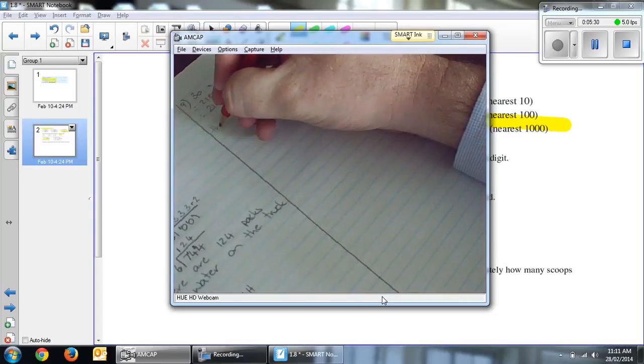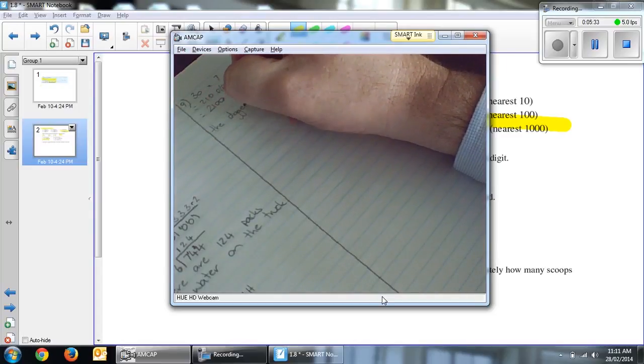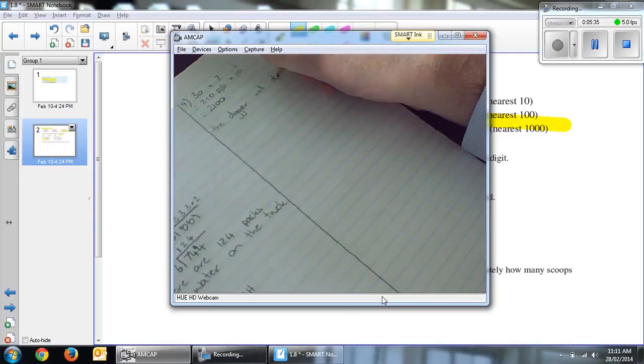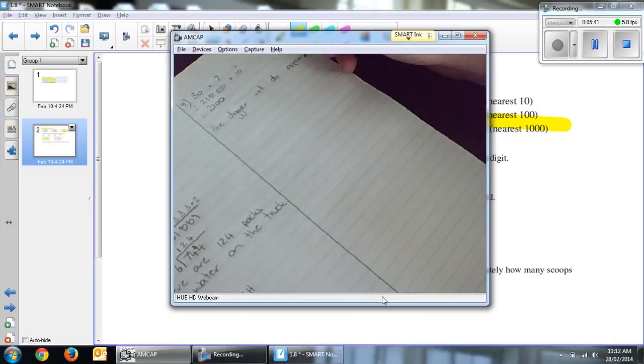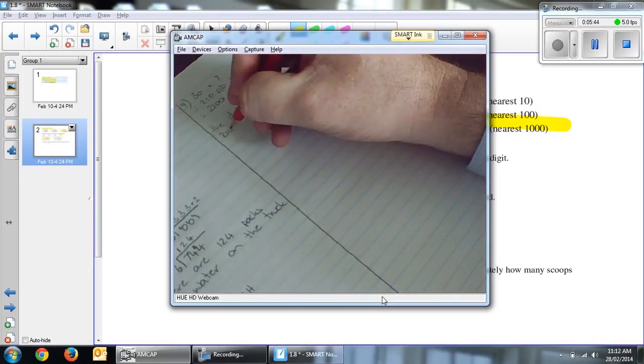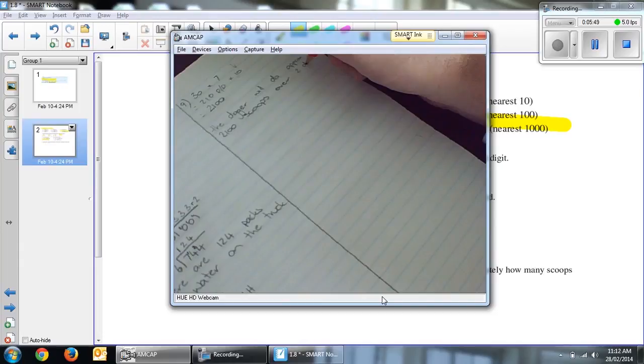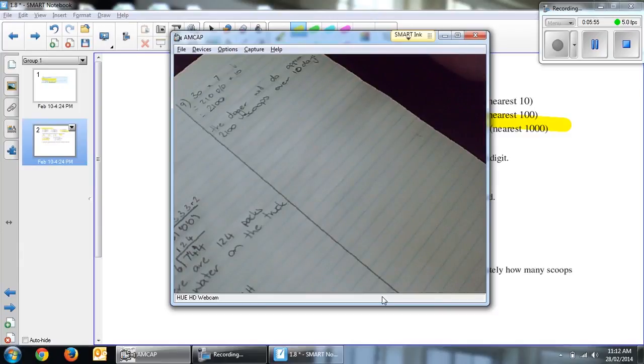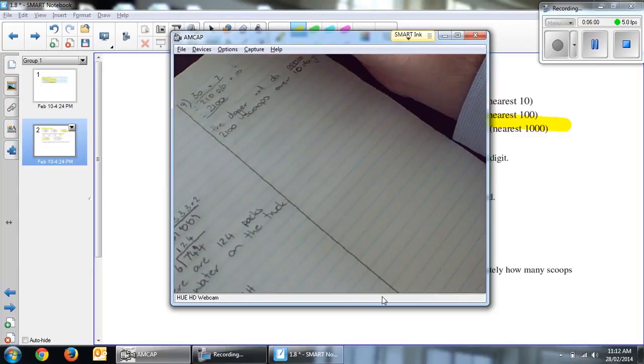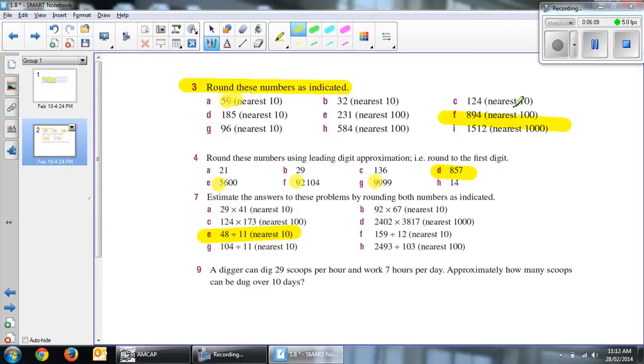The digger will do approximately 2,100 scoops over 10 days. Now it's really important that we write approximately in there, because if we don't, it means that our answer isn't correct, because we've actually estimated to 30 instead of 29. Good luck with this chapter. Hopefully that helps.